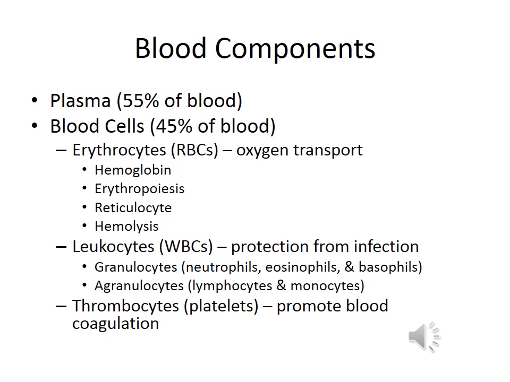There are two major components to blood: plasma and blood cells. Approximately 55% of blood is plasma. Plasma is composed primarily of water, but it also contains proteins, electrolytes, gases, nutrients, and waste. About 45% of blood is composed of formed elements or blood cells. There are three types of blood cells: erythrocytes, leukocytes, and thrombocytes.